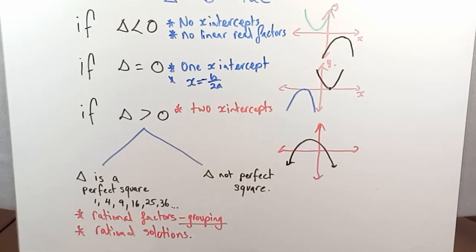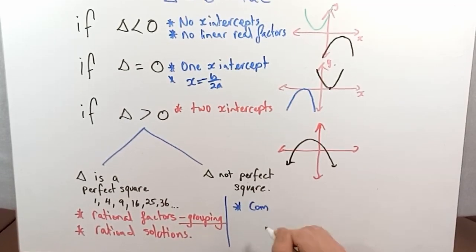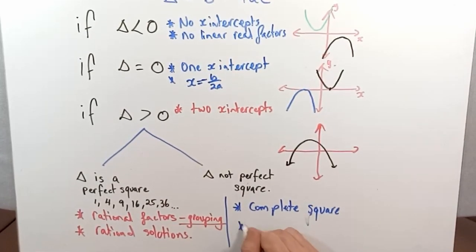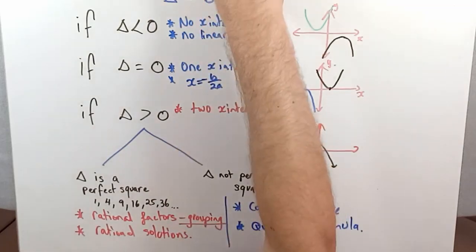However, if it's not a perfect square, then you end up with the situation where you have to complete the square if you want to factorize. Complete the square. Or you can use the quadratic formula to find the solutions. You can do either of those, that's fine. But you only have to do that if it's not a perfect square, otherwise there's a shortcut. If it is a perfect square, shortcut method. Wonderful.